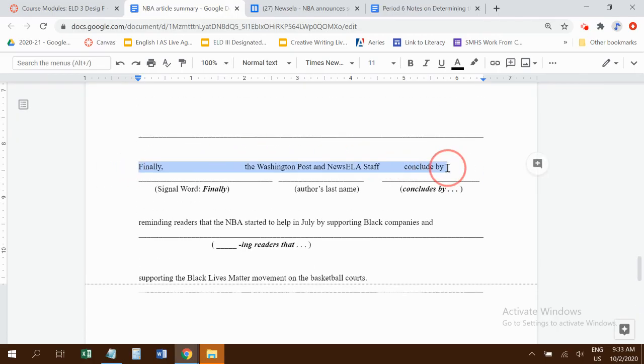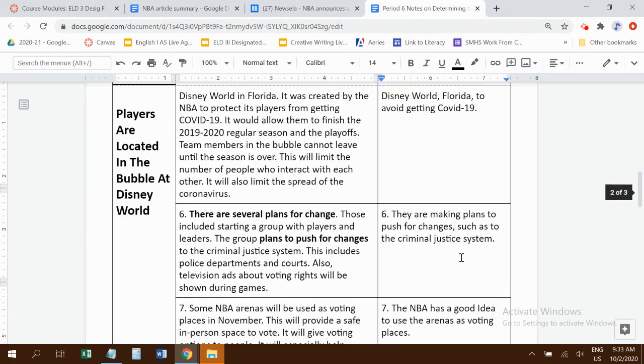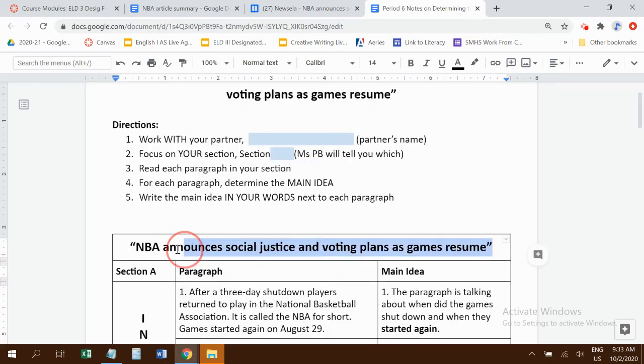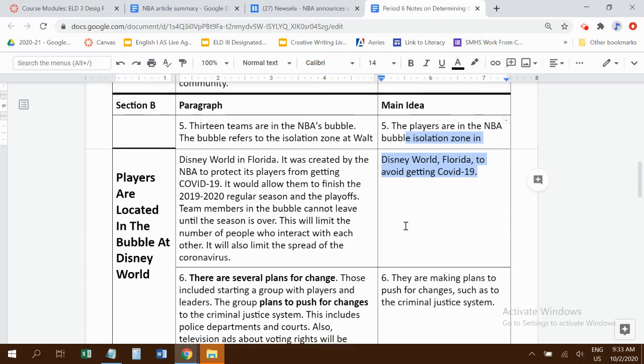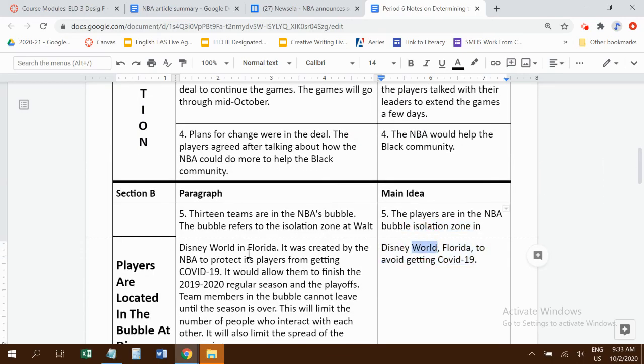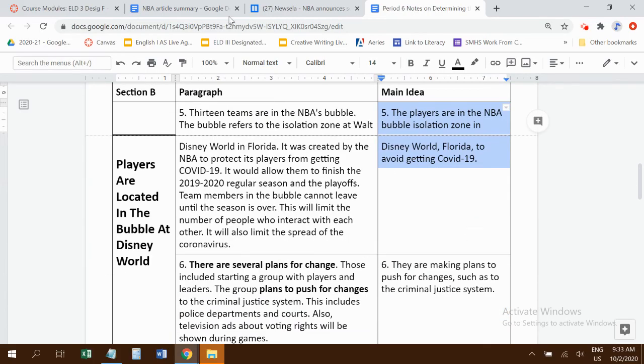The next thing I would need to do is to read through it again and make sure that all the details I've put in are important. I want to go check again my determining the main idea and see if there's anything else that's really important for understanding the title. For example, there's a detail I didn't cover. I didn't cover them being in the NBA isolation zone, probably because it was only in one paragraph, even though it was a long paragraph, and it doesn't really connect to the title of the article. So I decided to leave it out, but if you want to use it, you may.